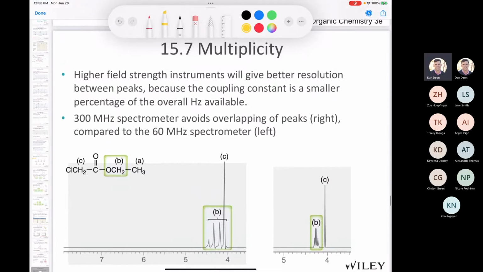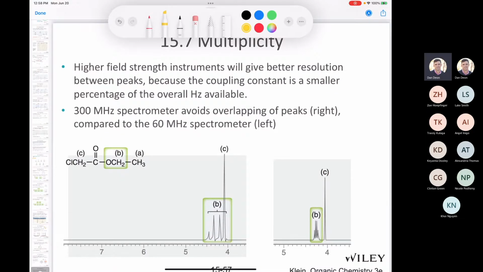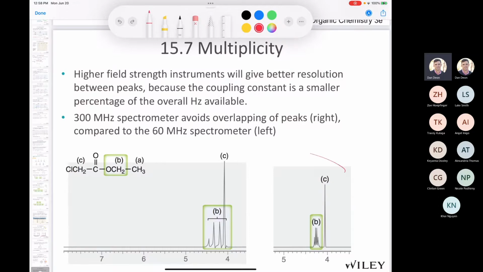Let's take a look at the 2 spectra here for the same compound. This compound here, this ester, the name isn't really important. We cover ester nomenclature in organic chemistry too. But these 2 spectra are taken of the same molecule. They're both of this molecule here. What it tells you on the slide is that this spectrum was run on a 300 megahertz spectrometer, whereas this one was run on a 60 megahertz spectrometer.